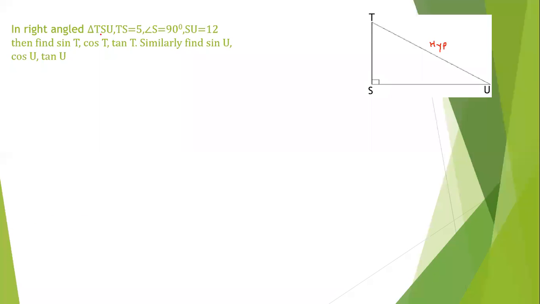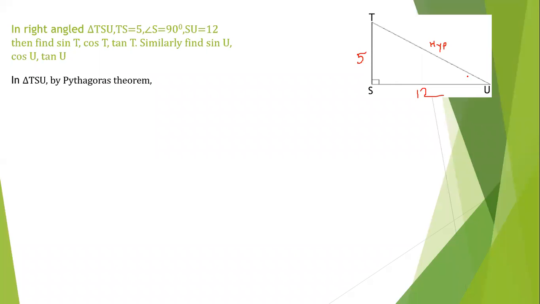Now they have given us the length of side TS, that is 5. So here on this side TS, I will write 5 first. And SU is 12. The length of side SU is 12. So you can see SU over here, right? So we will write here 12. So in this triangle, they have given us the length of two sides, that is TS and SU. So the length of the hypotenuse is not given. So first we will find the length of this side with the help of Pythagoras theorem.